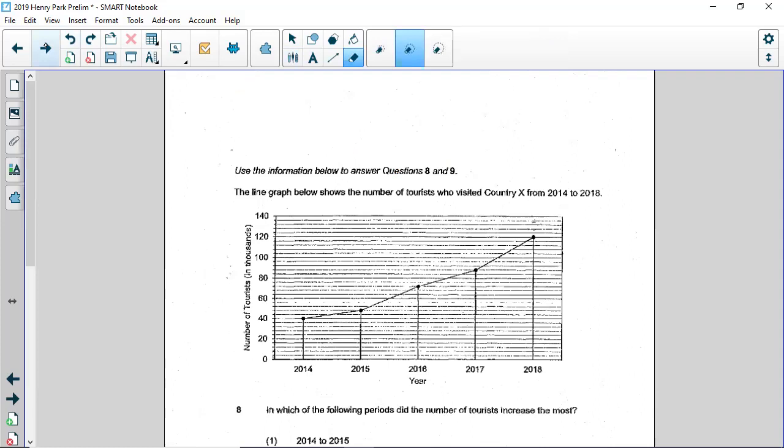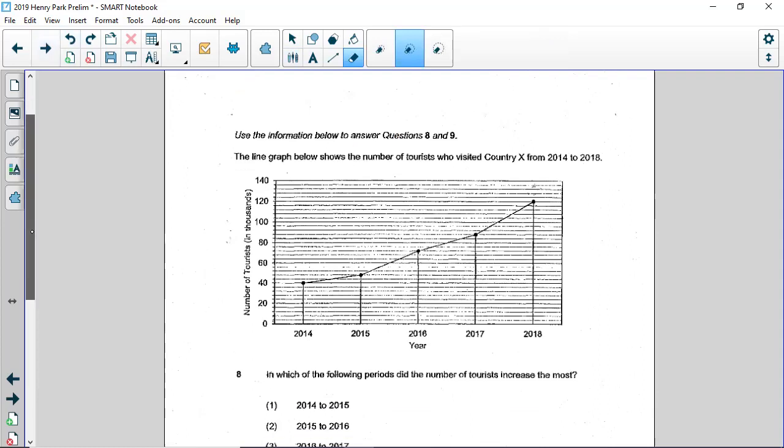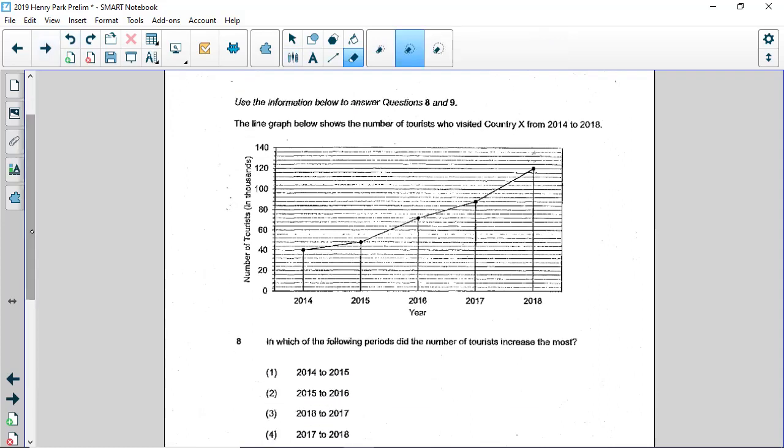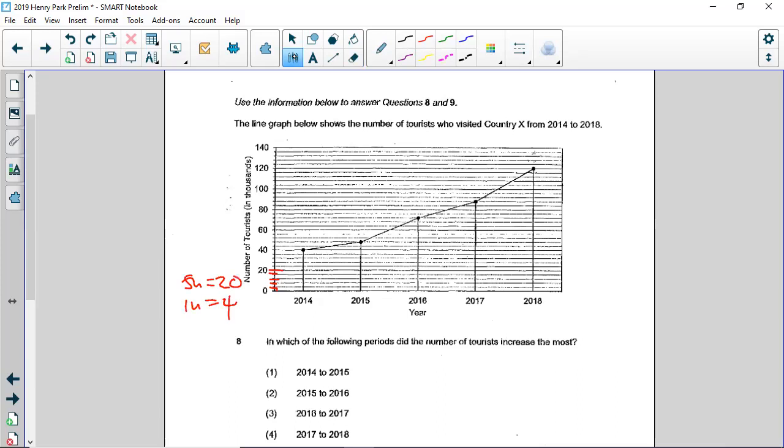Question number 8. The line graph shows the tourists who visited country X from 2014 to 2018. So this is a line graph. You have to count the gaps. Before you can put the numbers on the line, you have to count the gaps. So there are 5 gaps, which is 20. So 1 gap is 20 divided by 5, that is 4. And then put numbers on the line graph. So 2014 is how many? 40.